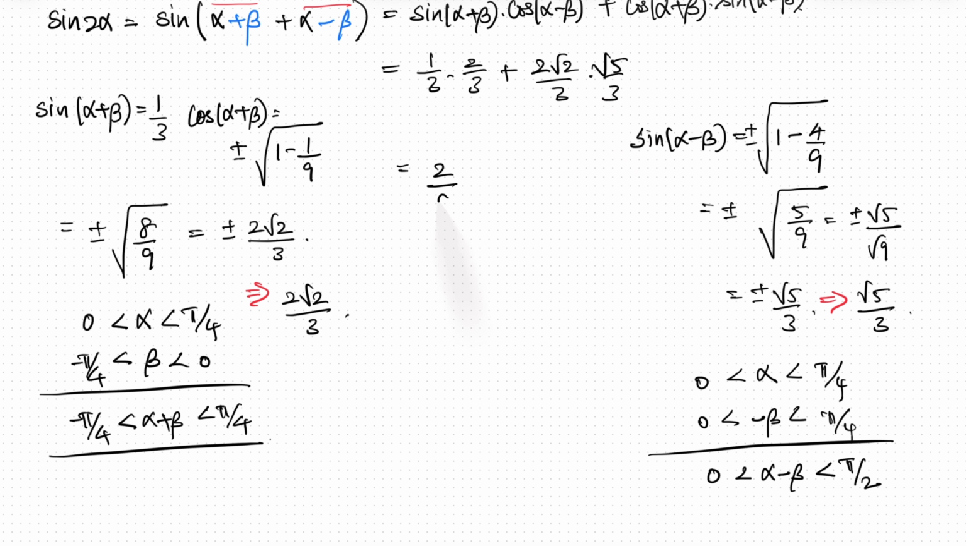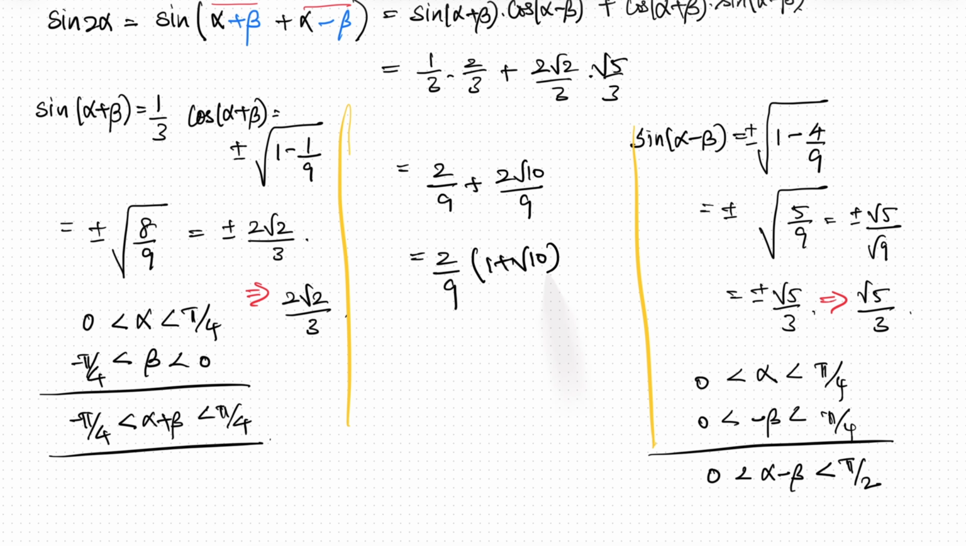So I'll be having root 5 by 3 over here. So the answer would be 2 by 9 plus 2 root 10 by 9. I can take my 2 by 9 commonly out. So I'll be having 1 plus root 10, your value for sine 2 alpha. So using the same logic, you can find sine of 2 beta. For sine 2 beta, you will have to write alpha plus beta minus alpha minus beta. So the alpha gets cancelled and the beta gets added up. So it is the same formula, alright.